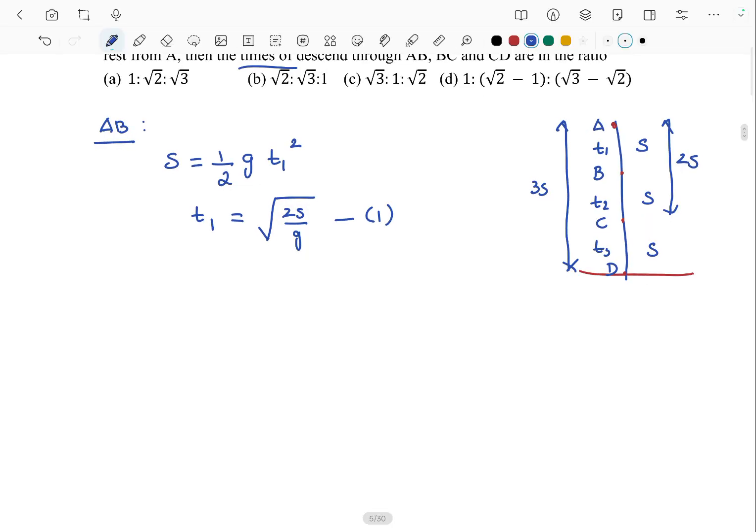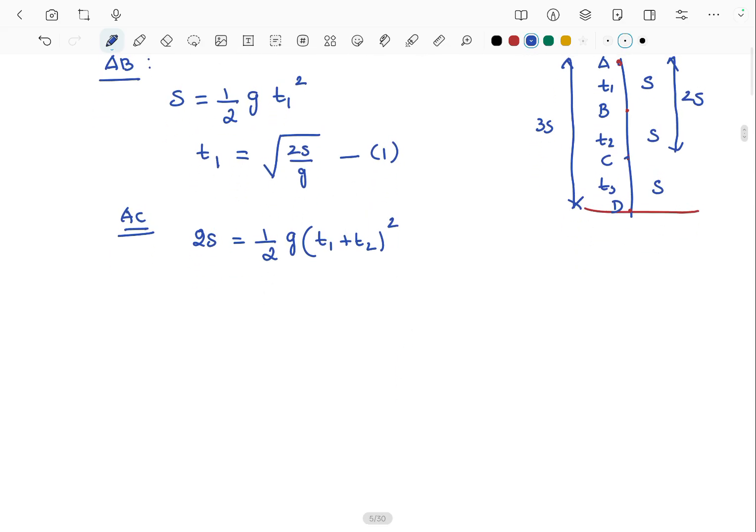Similarly, let's find out the distance traveled through AC. When it is from A to C, the distance is going to become 2S. So we can write 2S will be equal to half into g into, your time will not be T, it is going to become T1 plus T2, the whole squared. Or else I can write T1 plus T2 will be equal to square root of 4S by g, and make this our equation 2.